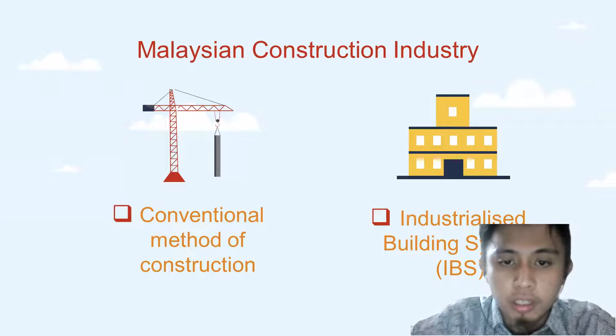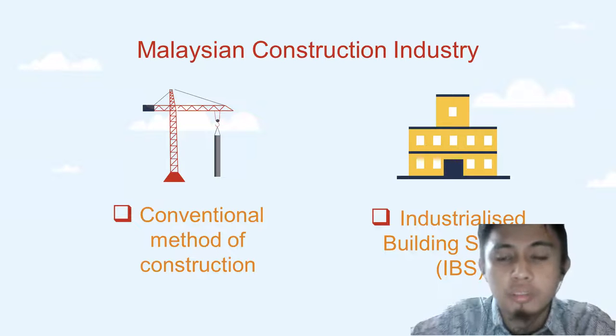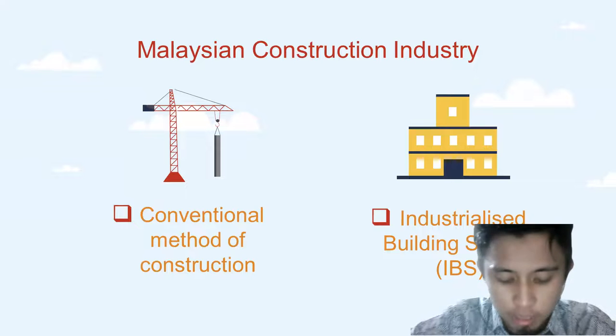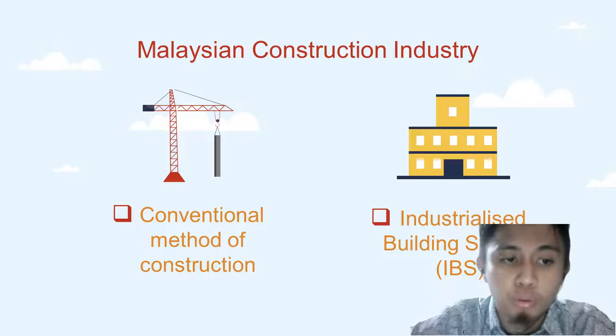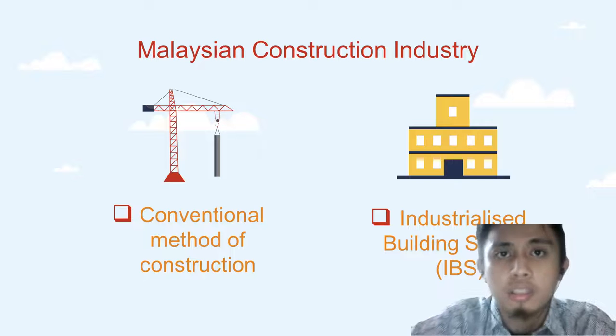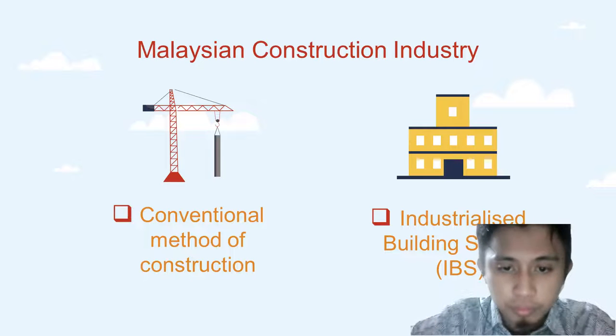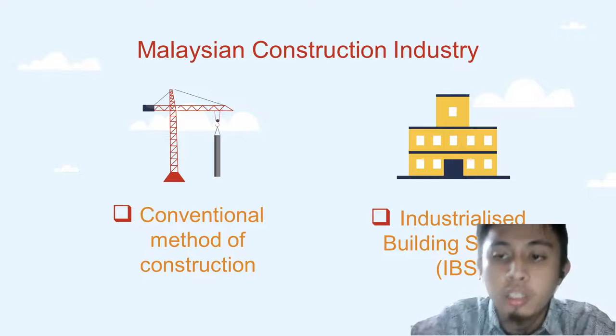The construction industry in Malaysia is one of the significant sectors which contributes to developing the Malaysian economy. Generally, there are two popular methods of construction which are widely used in Malaysia. Firstly is the conventional method of construction. The conventional method of construction refers to the construction work which is carried out on the proposed site.